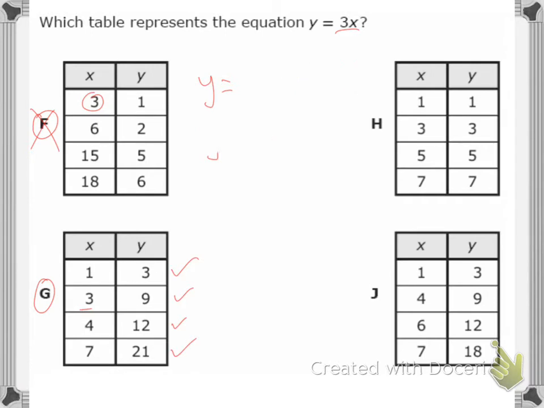Let's do this one right here, just to double check to find the error. Where's the mistake here? If x is 1, y should be 3. So this is not that one. This one is 3 times 4 is 12. The error is right here. If x is 4, then y should be 12. And that's not the case, so that one is wrong. The answer is going to be G.